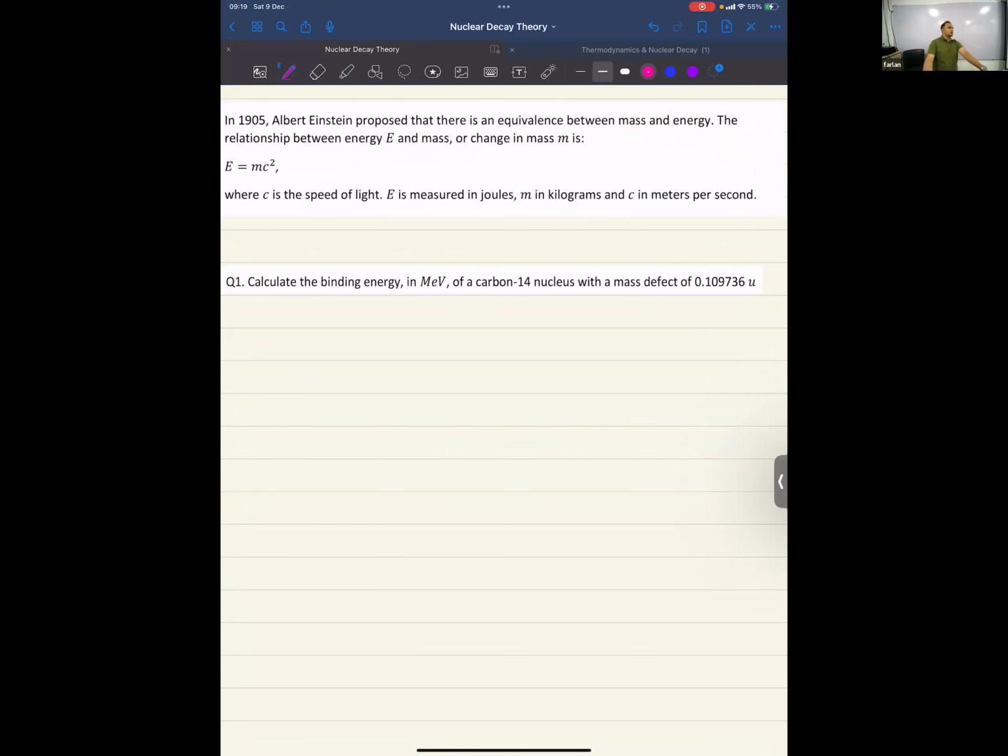Now listen, guys. If you take a carbon-14 nucleus, let's say it has a mass of m1. It consists of protons and neutrons. I separate all the nucleons, protons and neutrons. Carbon-14 has 14 nucleons.